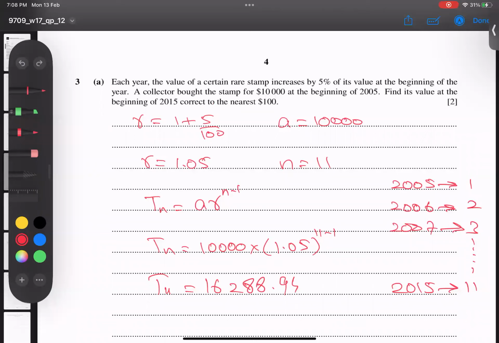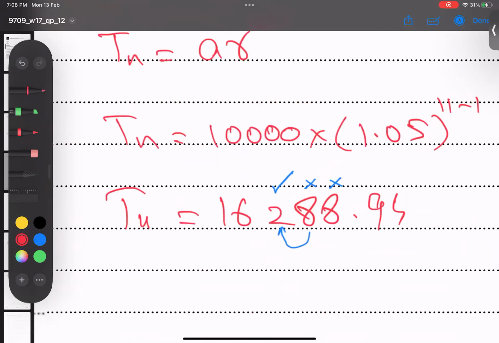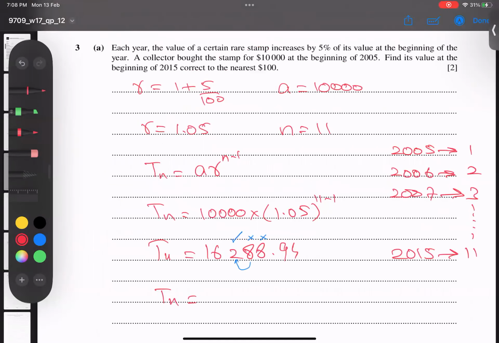And you know it very well, he said nearest 100. Do you know that this digit is called ones? I don't want that. It's called tens, I don't want that. It's called hundreds, I want that. This number is bigger than 4, so yes, we will add 1 here. If we add 1 here, the final answer is $16,300. So I hope the point is very, very clear.